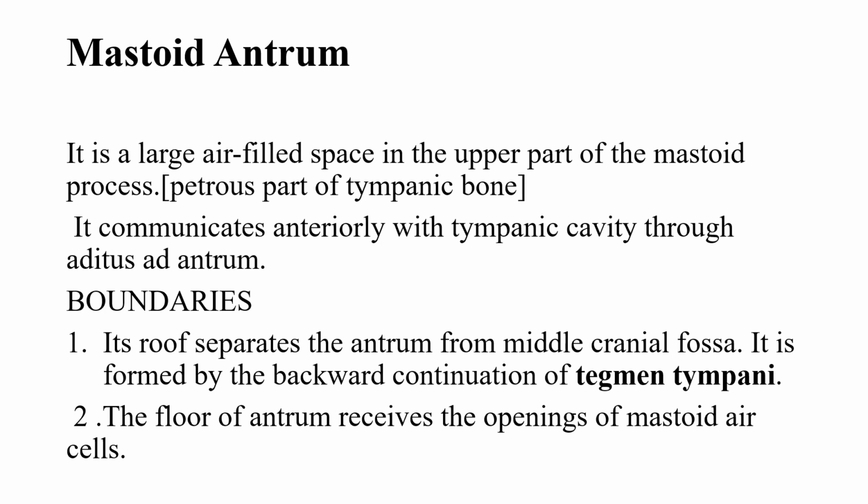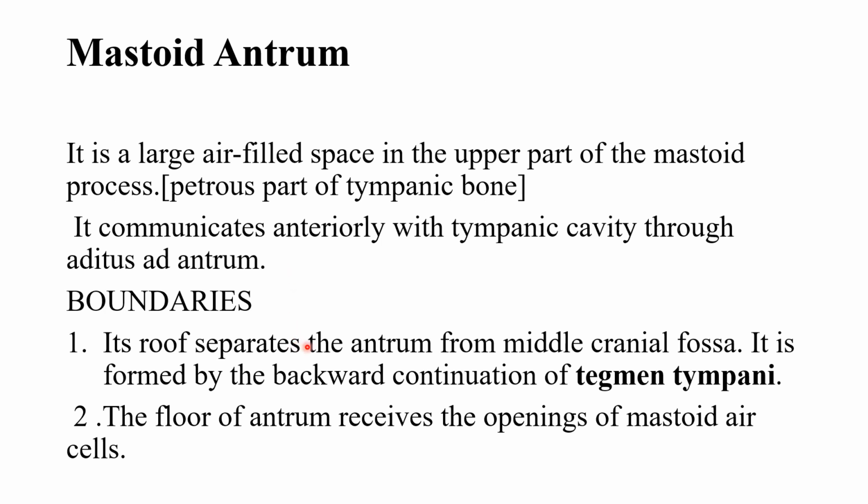So mastoid antrum is a large air-filled space present inside the mastoid process, right? And this mastoid process is present where? Inside the petrous part of the temporal bone, and it has certain boundaries. What are the boundaries of this mastoid antrum?